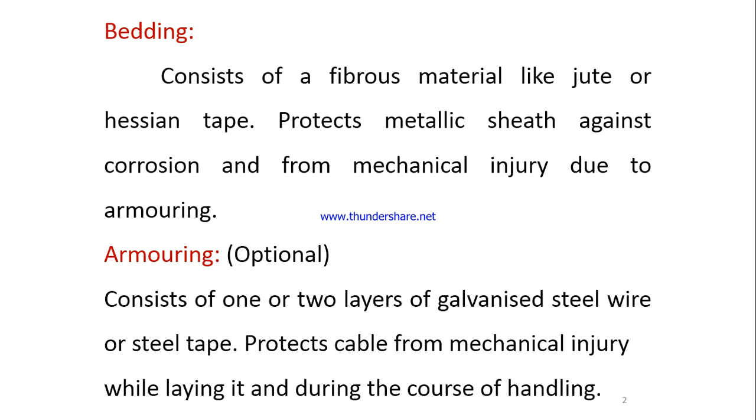Next is the armoring. The armoring, covering the bedding, is provided in order to give good mechanical strength to the underground cable. This armoring is normally made up of galvanized steel wire or steel tape. It may consist of one or two layers, and it is mainly used for protecting the underground cable and providing physical strength. And one more thing, the armoring is optional. It may be provided or may not be provided.